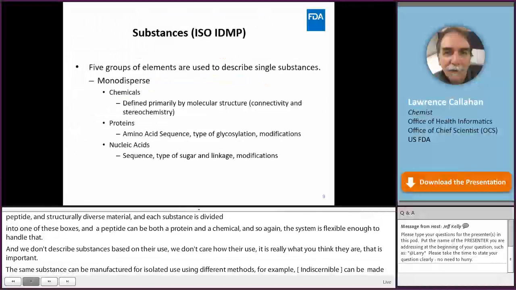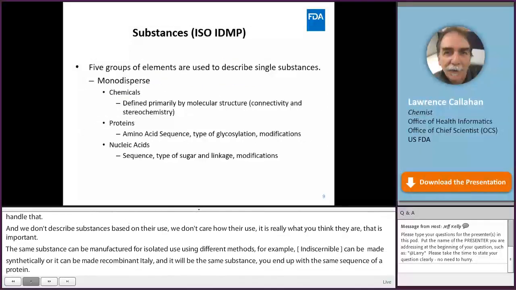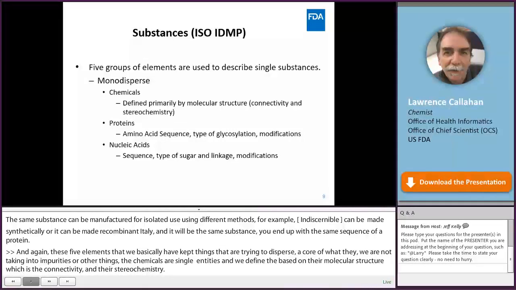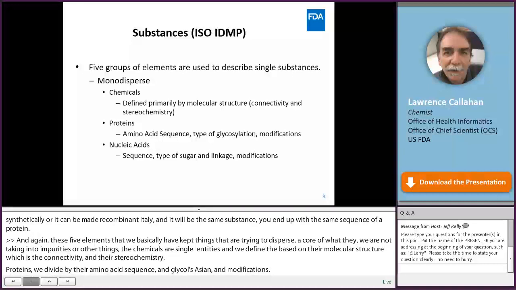And again, these 5 elements that we have are basically things that are monodispersed, meaning they're pretty much a core of one thing. We're not taking into account the impurities and other things, but chemicals are pretty much a single entity, and we define them based on their molecular structure, which is their connectivity and their stereochemistry. Proteins we define by their amino acid sequence and type of glycosylation, and any modifications that come onto it. Like if you attached a chelating agent to the protein, we would capture that chelating agent along with the metal that you have for that.